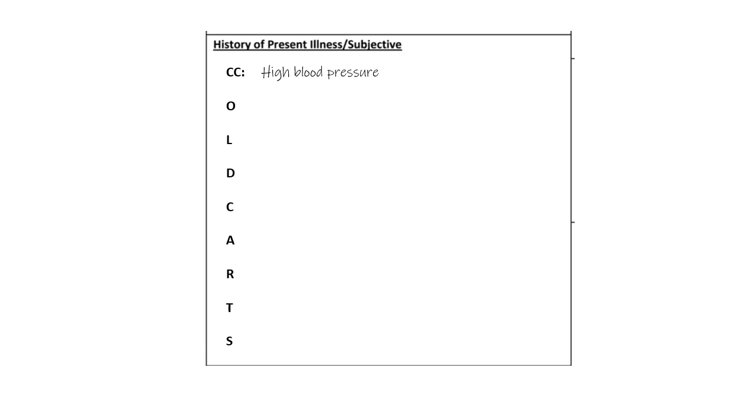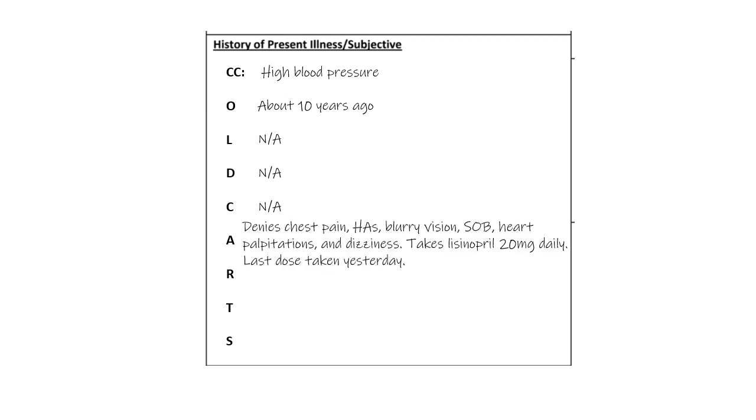When you interview the patient, you can ask them the onset, when did this start? And they said it started about 10 years ago. For location, not applicable. We don't put heart or arteries or veins for high blood pressure. For duration, also not applicable. Character, not applicable. We have aggravating and ameliorating factors, which we can write, and also associated symptoms.